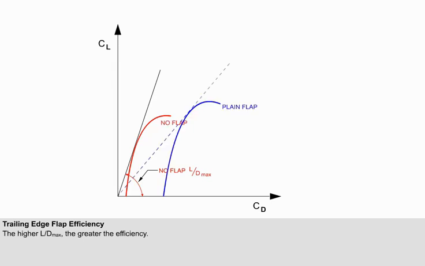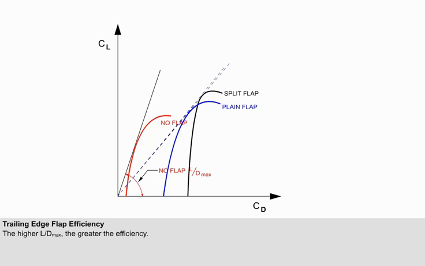Here you can see the CL-CD polar of the plane flap. Notice that the angle between the straight line from the origin and the horizontal axis is less than that for no flap. This shows a decrease in LD max, which is a reduction in aerodynamic efficiency.